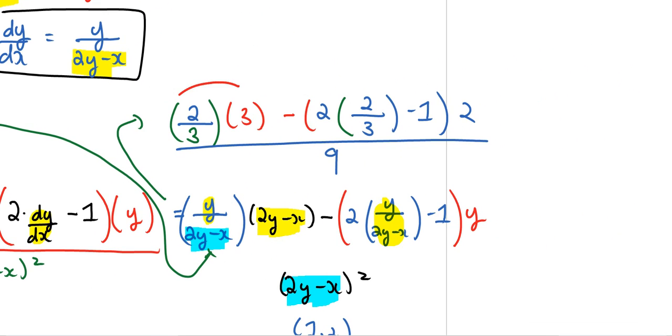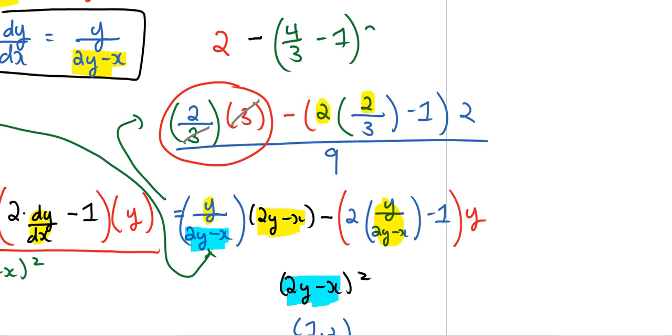If I focus on this part right here, that's going to be 2, because the 3's just cancel off. And then if I focus on this part right here, this is going to be minus, okay, so 2 times 2, that's going to give me a value of 4 over 3, minus the 1, bracket times 2, all over 9. Sorry, that's a bit messy, but I think we're on the right steps here.